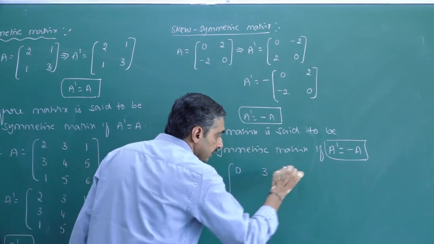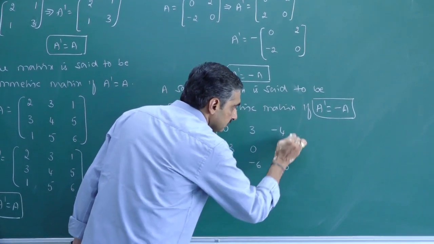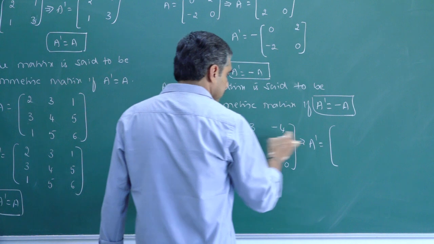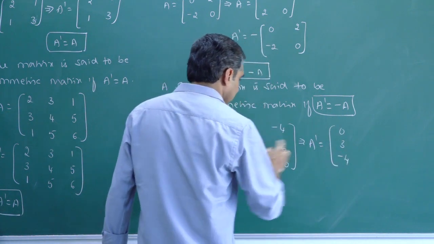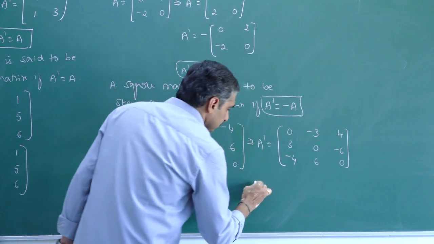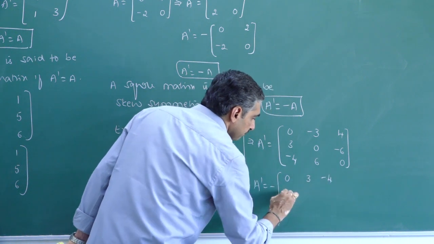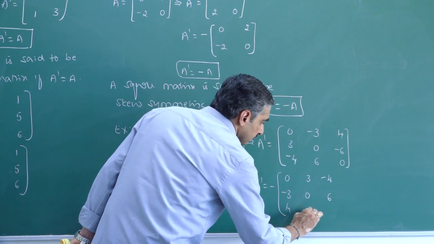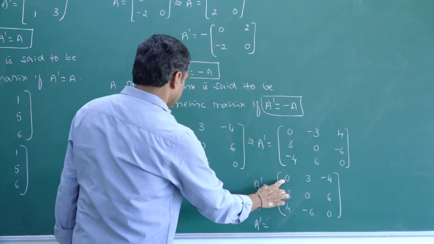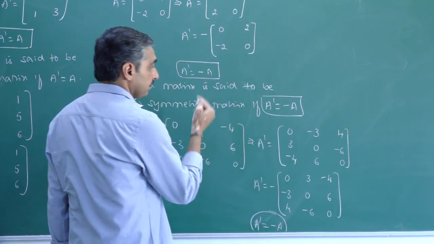Just to analyze here. Minus 3, 0, 6. 4, minus 6, 0. Now you go for this A transpose here. What happens? A transpose is 0, 3, minus 4, minus 3, 0, 6, 4, minus 6, 0. So A transpose is equal to the negative sign times 0, 3, minus 4, minus 3, 0, 6, 4, minus 6, 0. I think this is the matrix A now. A transpose is equal to minus A. Therefore, this matrix is what?